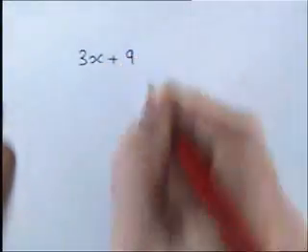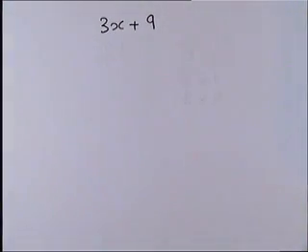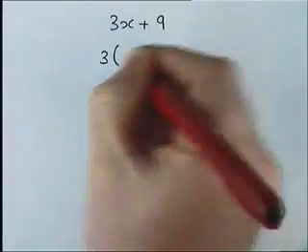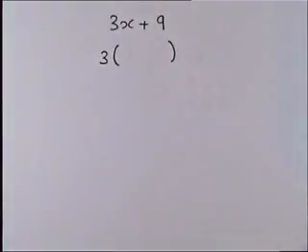Let's do another straightforward one, 3x plus 9. Okay, so I'd like you to see if you can do this one. So try and find the highest common factor first. Okay, you probably know it's 3, so it's the 3 that goes outside the bracket. Now work out what goes inside the bracket. Remember, we're finding two numbers that multiply together to make our original expression.